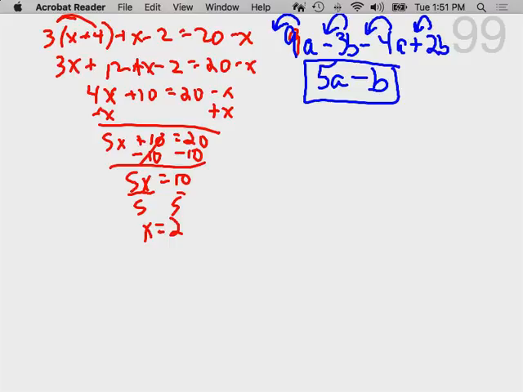Very good. Do not pack up, try number 2. Altogether, I have negative 7x's plus 10.